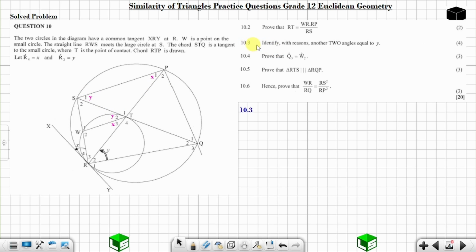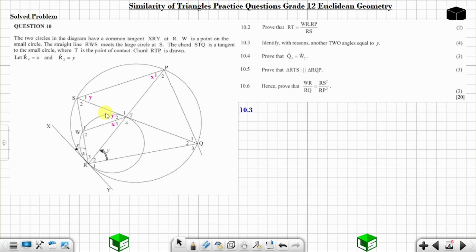Now 10.3, identify with reasons another two angles equal to y. So you can use the small circle. You have this chord in the big circle is a tangent to the small circle, and you have the chord WT. So you have this angle between the chord and the tangent.